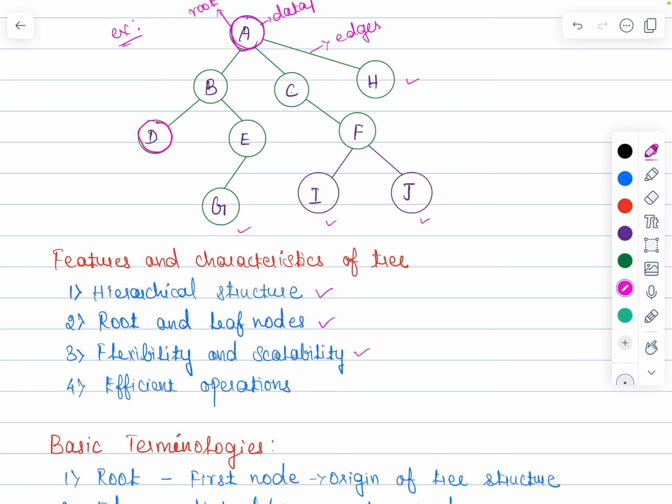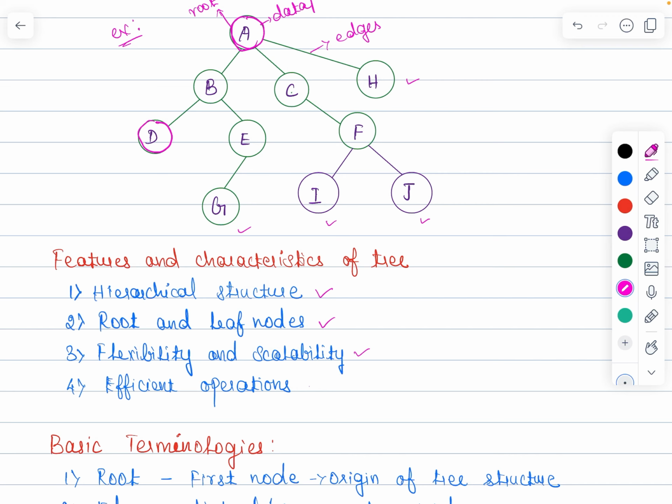The third feature is flexibility and scalability. Trees can grow and evolve as needed. New nodes and branches can be added to the tree to accommodate additional data or changes in the tree structure, and this flexibility makes the tree suitable for dynamic and expanding data sets. If you want to expand the tree and add more data elements, you can include as many data elements as you want in the tree structure, and it is very flexible and scalable as well. And if you want to make any corrections or changes in the tree structure, that can be done easily because it's dynamic.